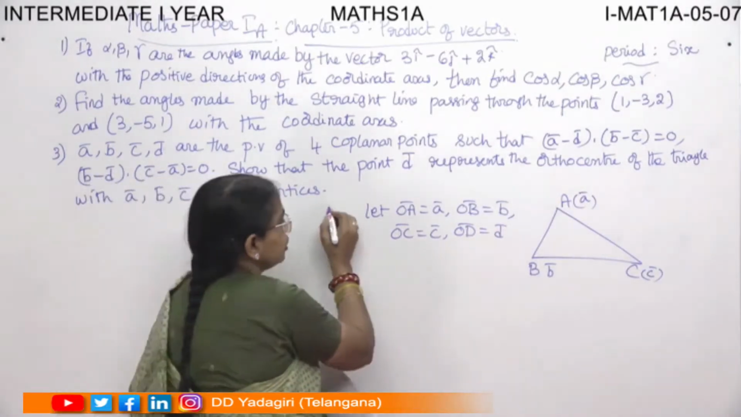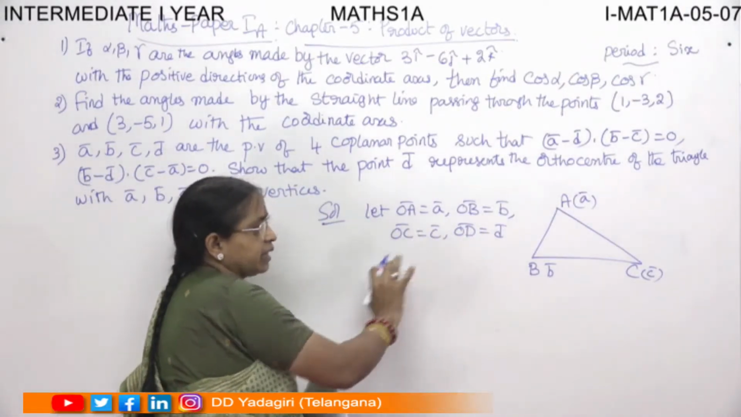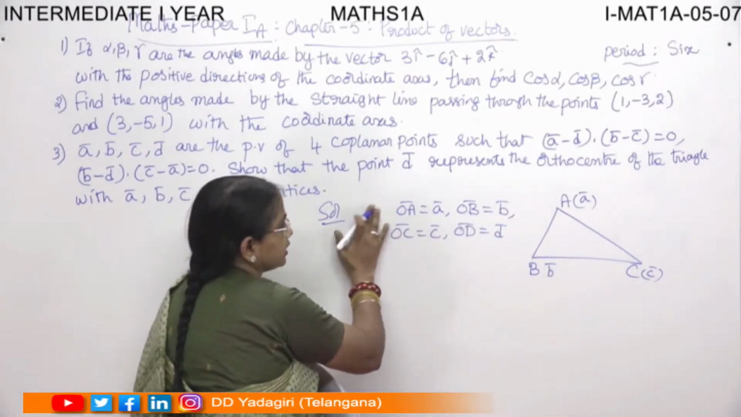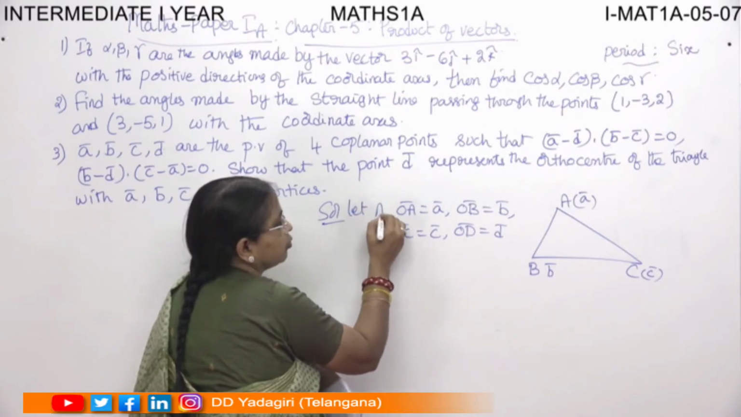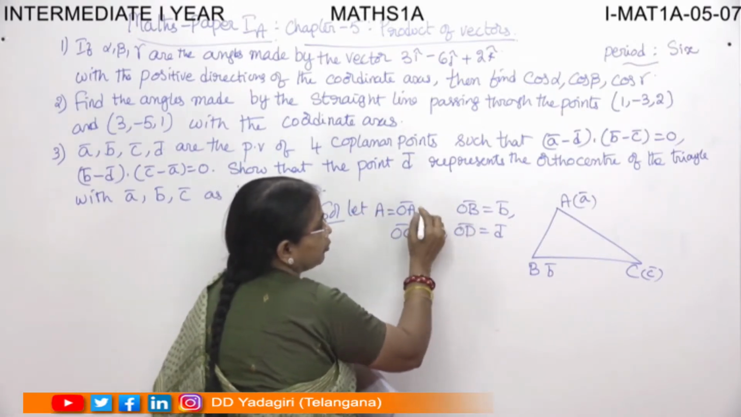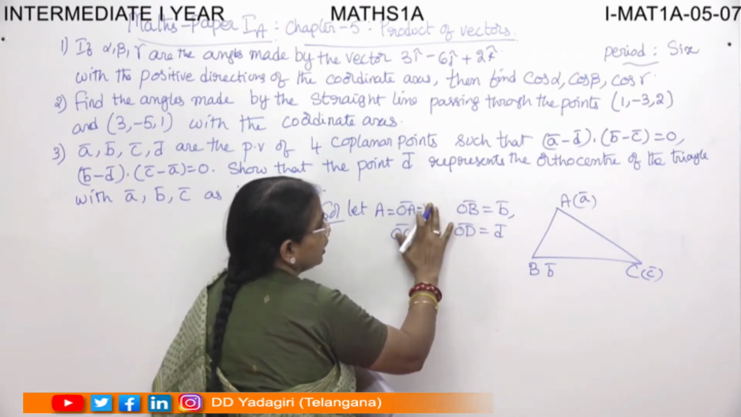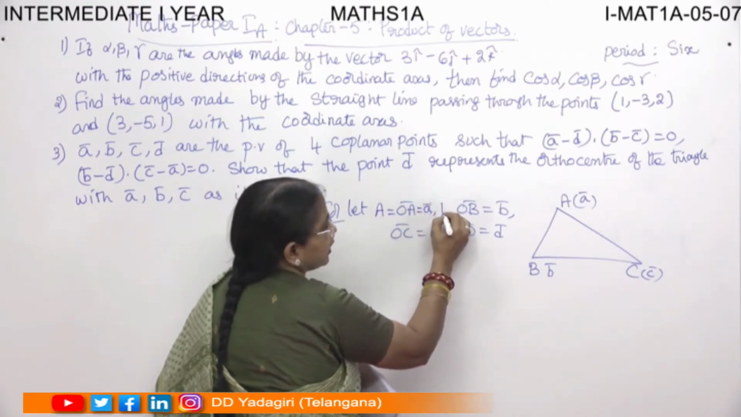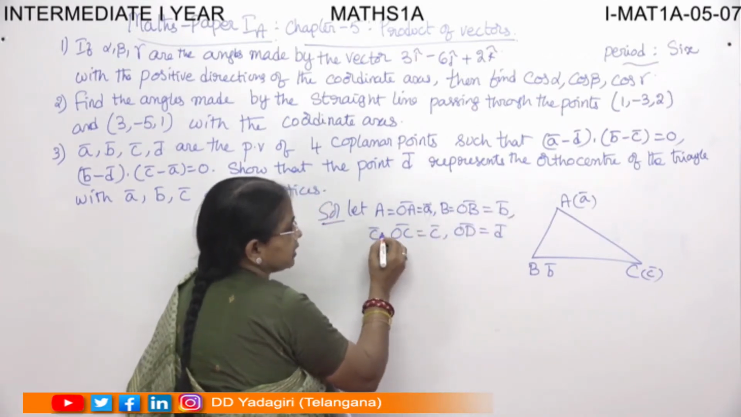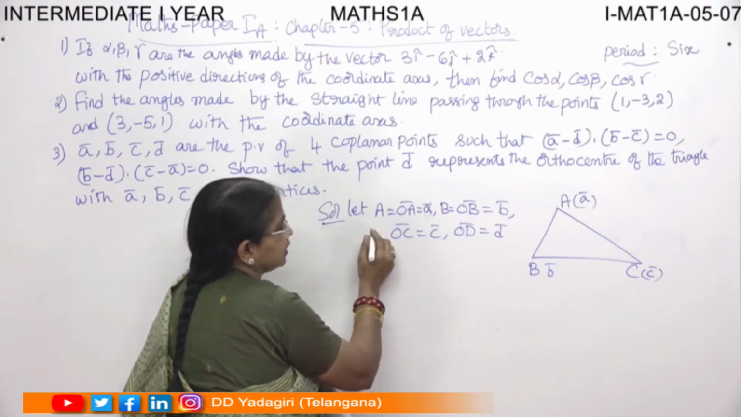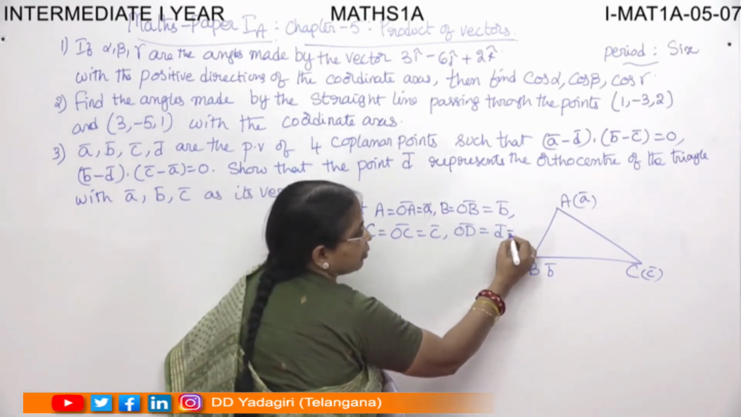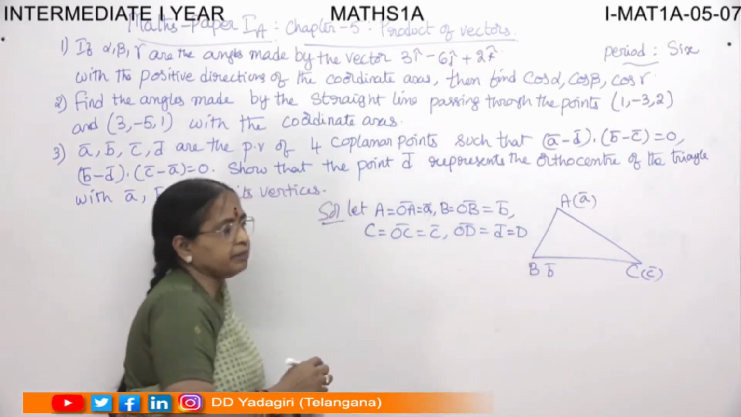So in the solution, first we'll take the points A, B, C, D as OA is equal to A, OB is equal to B, and then OC is equal to C, and OD is equal to D. Like this we'll take.